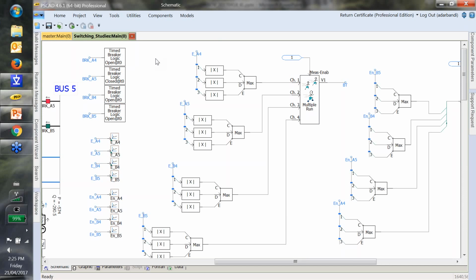Before you run your switching study, because we are looking at kilohertz phenomena, we don't need to run the simulation for a long time. 1 or 2 seconds should be sufficient to capture the switching overvoltages.